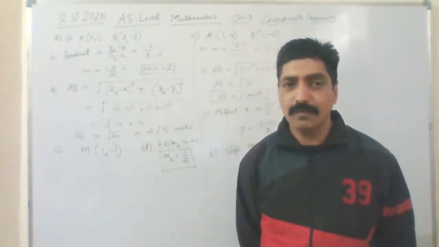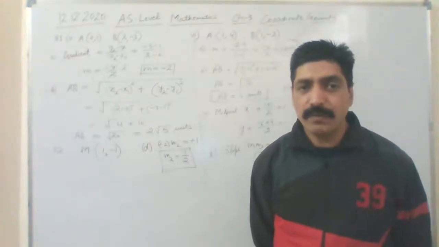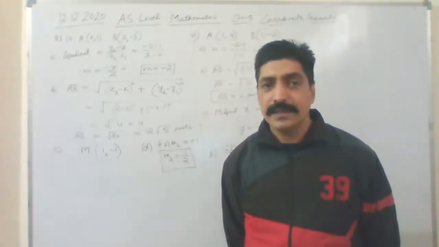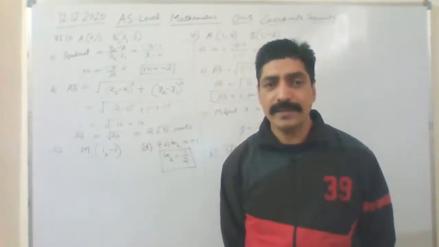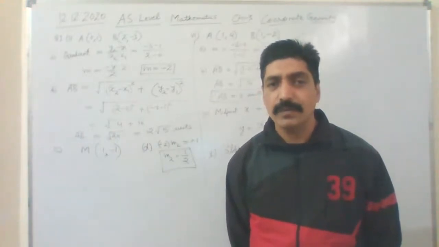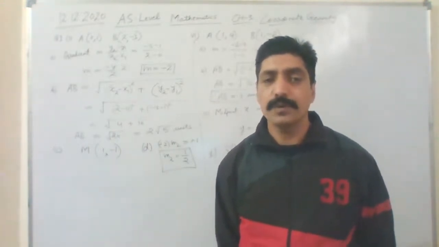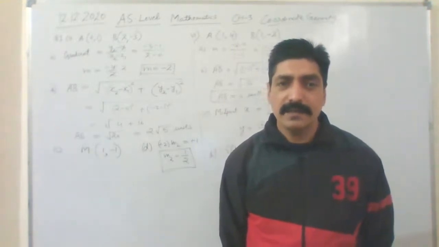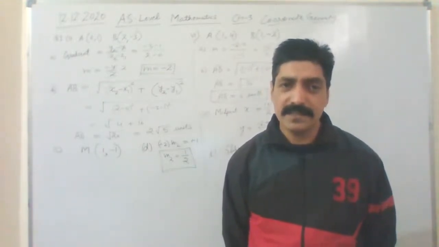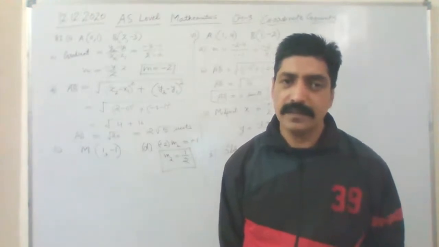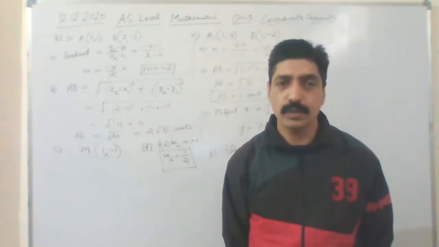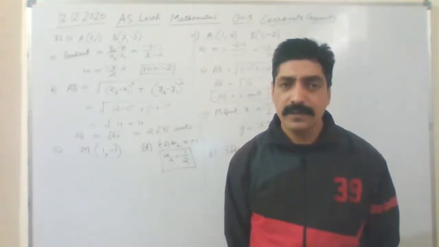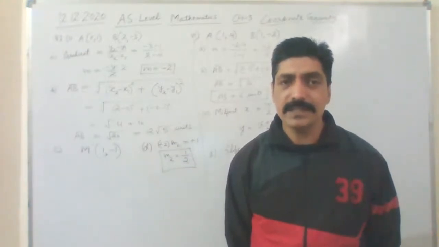Next is the distance formula. The distance formula is equal to under root x2 minus x1 whole square plus y2 minus y1 whole square. With the abscissa, we subtract the other abscissa, and with the ordinate the other ordinate, and take the square root. This will give the distance between the 2 points.